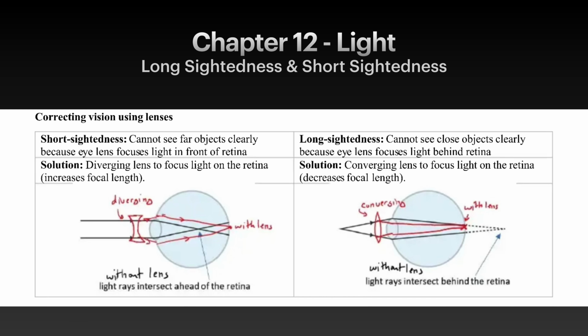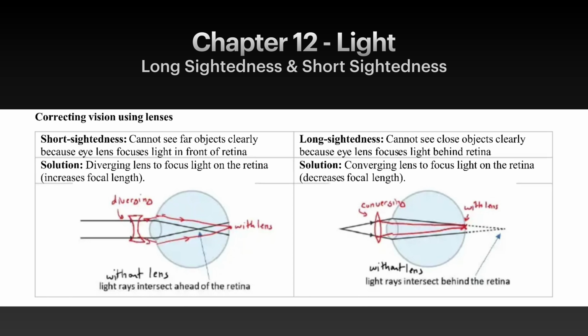Next up, we have the effect of long-sightedness and short-sightedness and the use of lenses to correct the vision. Short-sightedness is a phenomenon where you cannot see far objects clearly because the eye lens focuses light in front of the retina. The solution to this is using a diverging lens to focus the light on the retina by increasing the focal length. Next is long-sightedness.